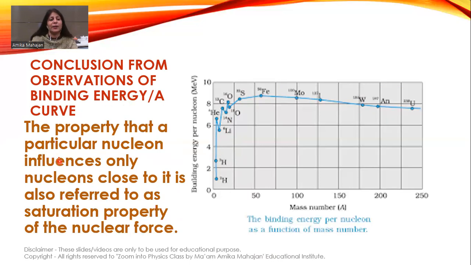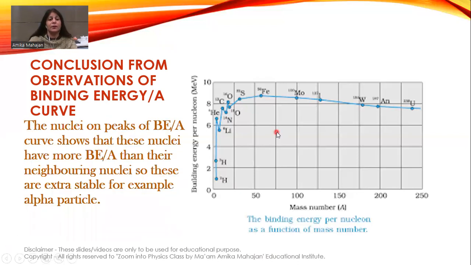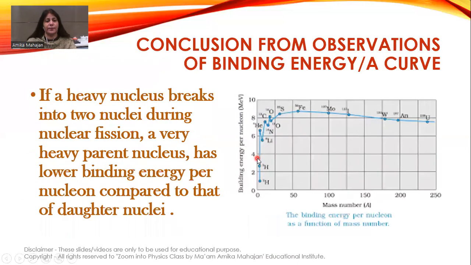The property that a particular nucleon influences only closest neighbors is known as saturation property of the nuclear force. यहाँ से पता चलता है कि nuclear force saturate in nature. Because there are some peaks on this binding energy per nucleon curve, so they are more stable as compared to neighboring. That is why alpha particle, which is lying at one of its peak, is extra stable.